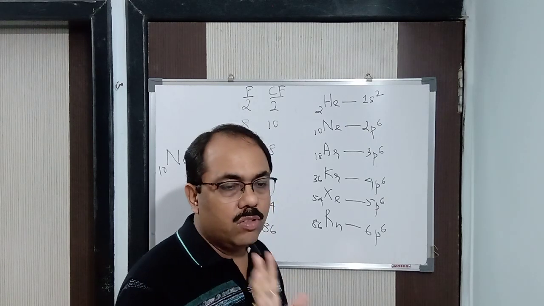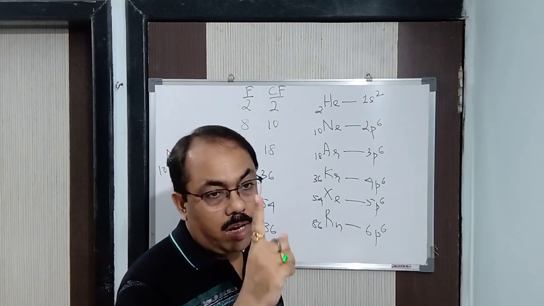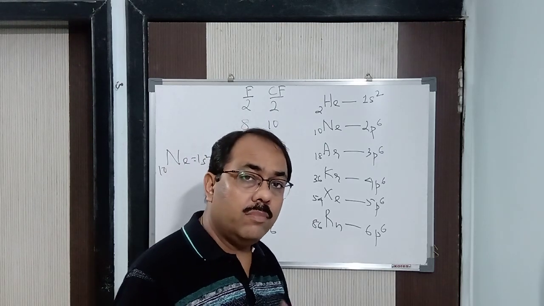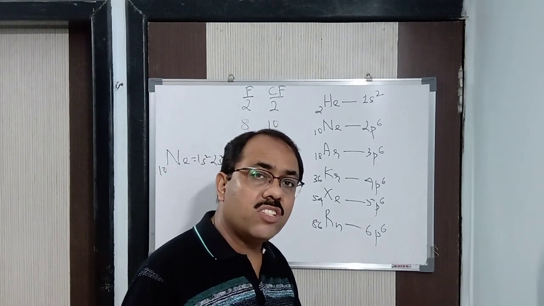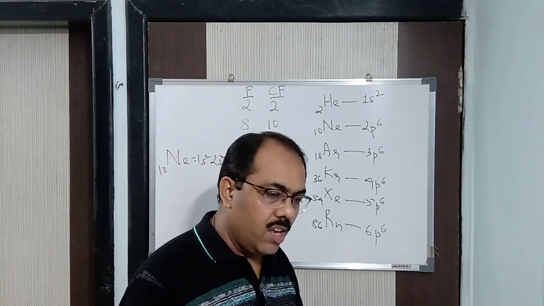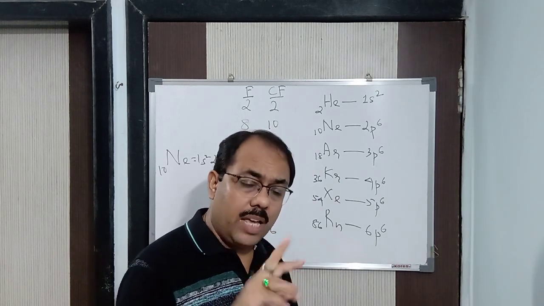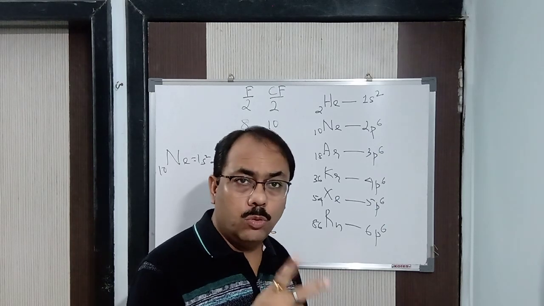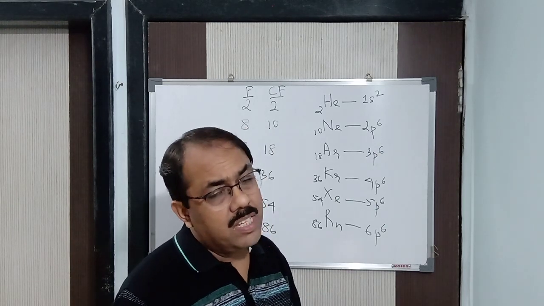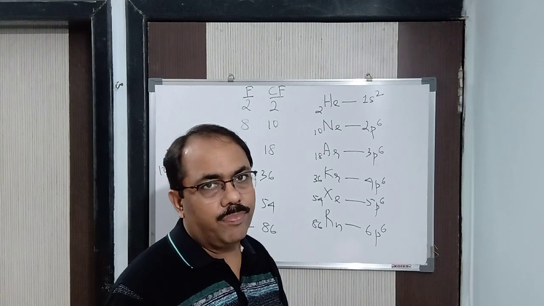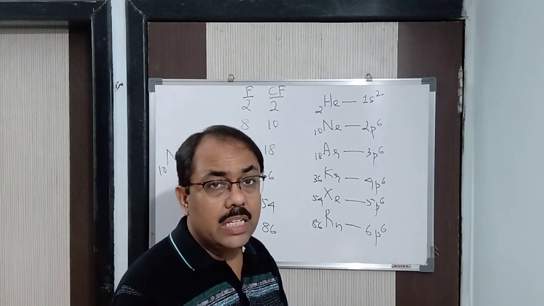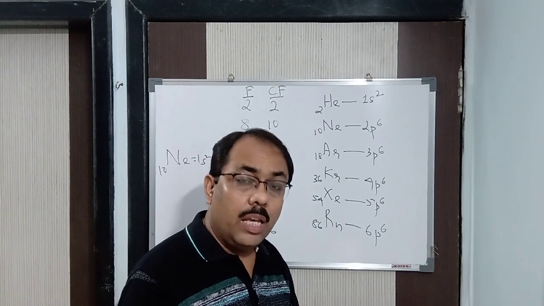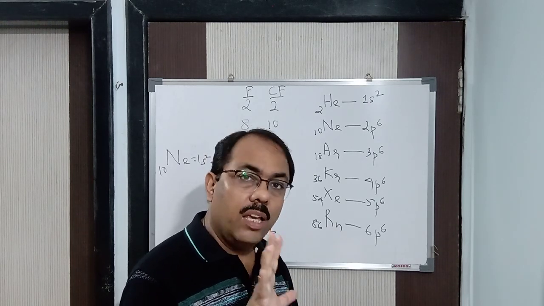For example, you know the first period consists of how many subshells? 1. S subshell. What is the capacity of the s subshell? Maximum 2 electrons. What is the capacity of the first shell? 2 electrons. Now, the second shell consists of how many subshells? S as well as P. What is the maximum capacity of the s subshell? 2. What is the maximum capacity of the p subshell? 6. So 6 plus 2 is how much? 8. So hence, what is the maximum number of electrons in the second shell? 8 electrons.